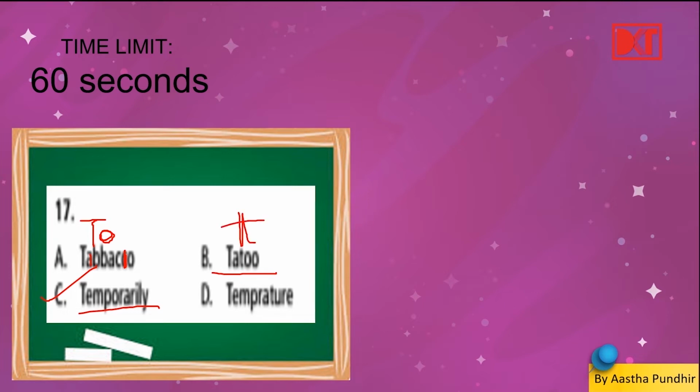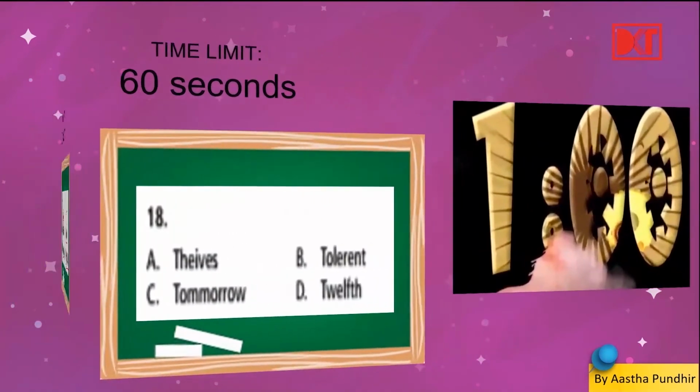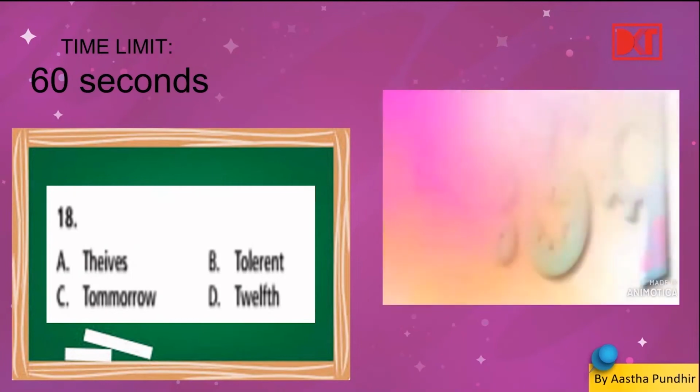Then we have temperature. Now for temperature the correct spelling is T-E-M-P, here you get an E, T-E-M-P-E-R-A-T-U-R-E. Alright. So your time starts now.